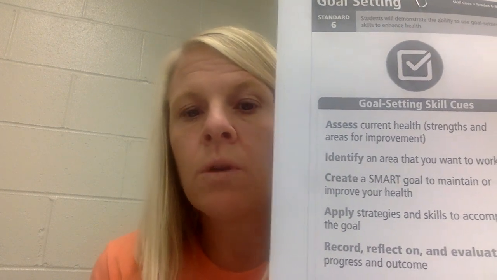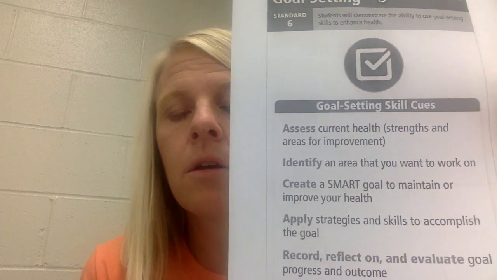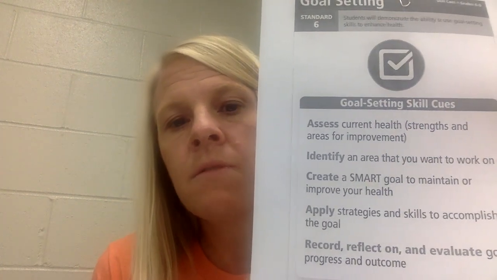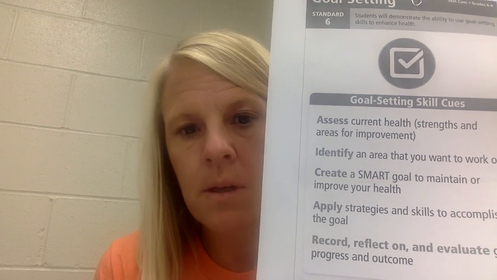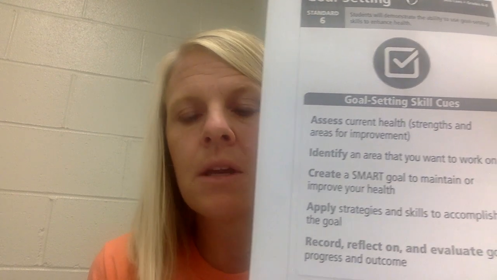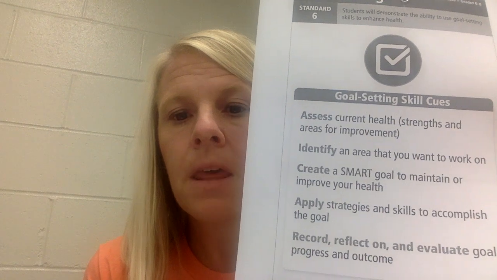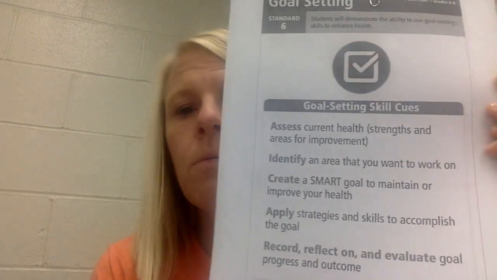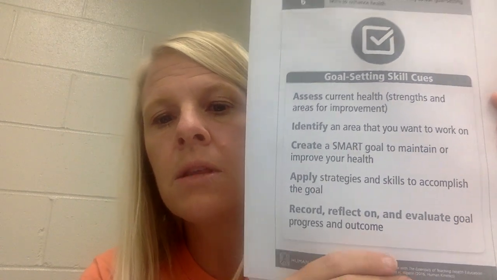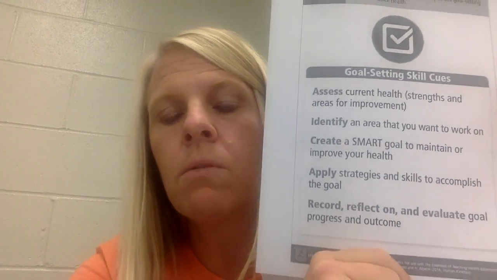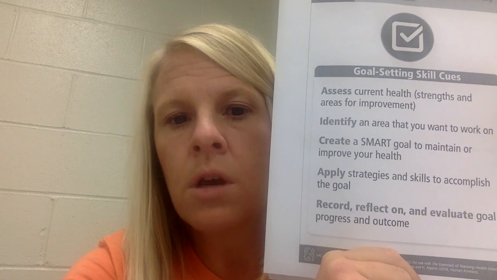Then when you set a goal, you want to identify the area you want to work on. Thinking about those areas of improvement that I just said, I would want to work on my flexibility. That would be something that I'd think about and identify. Create is something we will work on a lot over the next week. Creating a SMART goal to maintain or improve your health. So I would write a SMART goal to go along with that. We will talk about this further.